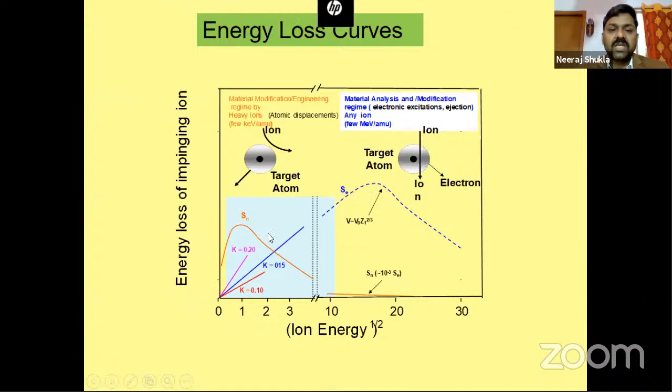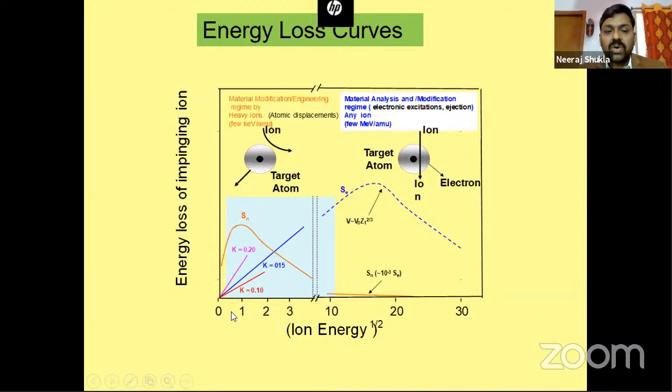This curve tells you ion energy versus energy loss of the impinging ion. The orange curve, S_N, is the stopping power of the ion when it loses its energy to the nucleus, and S_E is the stopping power when the impinging ion loses its energy to the electrons.